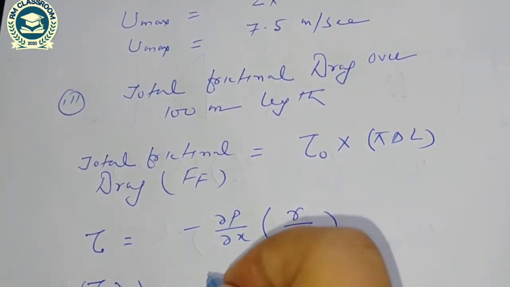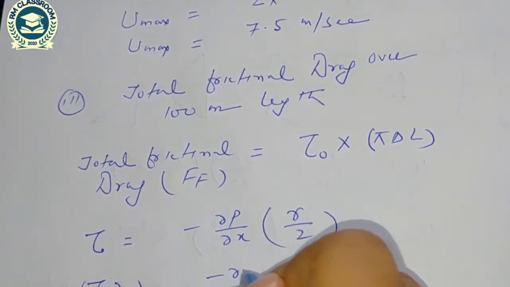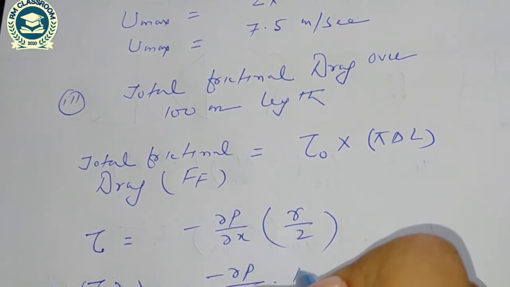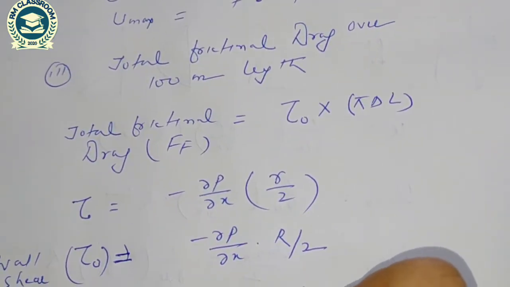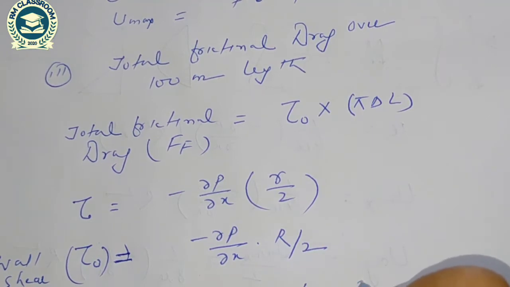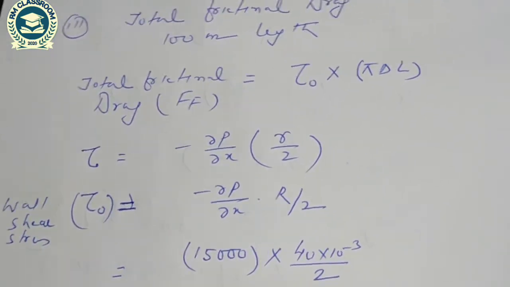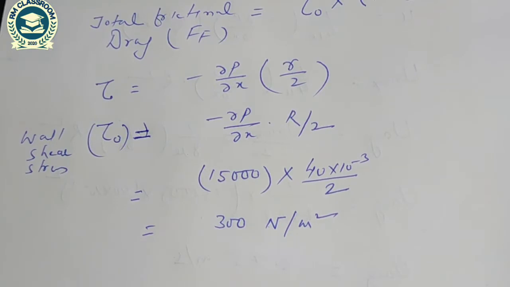So wall shear stress when r is equal to capital R, so minus del p by del x into r by 2. So can be computed as 15,000 into R, R is 40 mm, so 40 into 10 to the power minus 3 divided by 2, so it is coming 300 Newton per meter square is our wall shear stress.